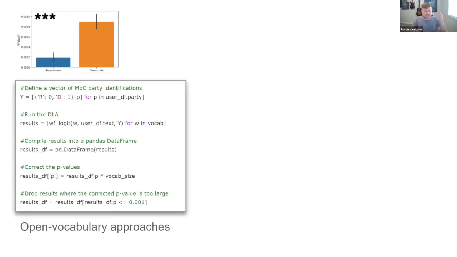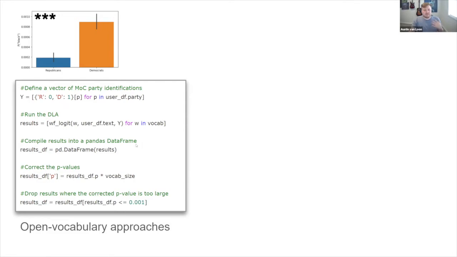And so that's as simple as this. So first, we're going to define a numeric vector for whether somebody identified as a Democrat or not. And then we're going to use this function I defined in the notebook called WFLogit, which is just going to do this test basically for each of the words in the vocabulary.